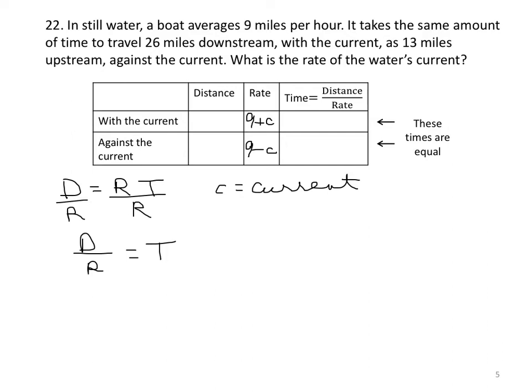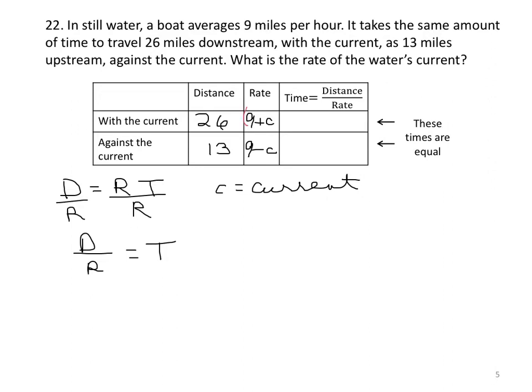Okay, let's look at the problem and see what we know about distance. We know that downstream it's going 26 miles, and upstream it's going 13 miles. Well, downstream is with the current, so that's 26, and upstream is against the current, and that is 13. And we know that the time is the same in both cases, although we don't know what the time is. But the time is the distance over rate, and that's why we use the formula in this way.